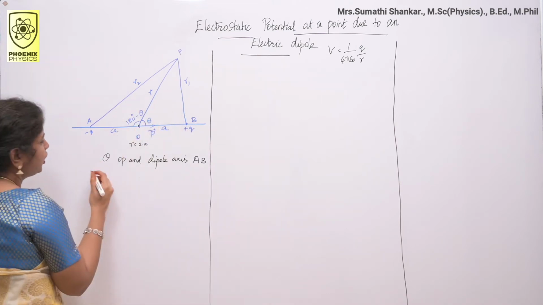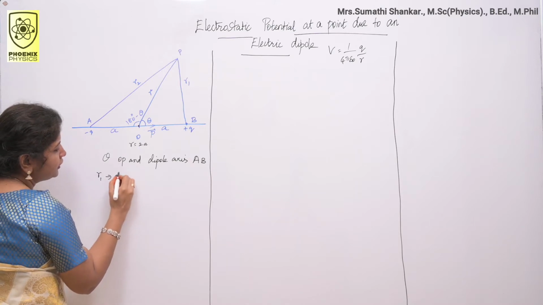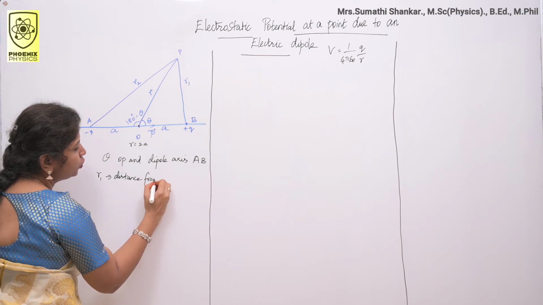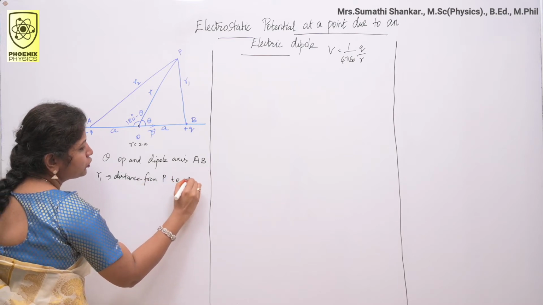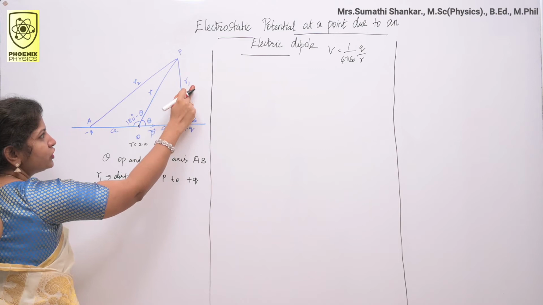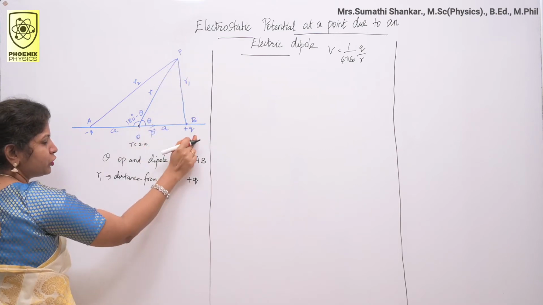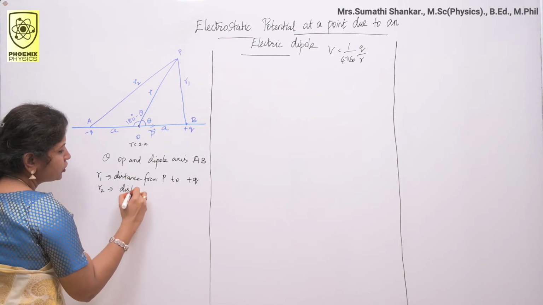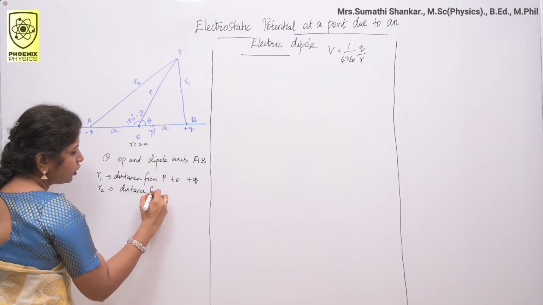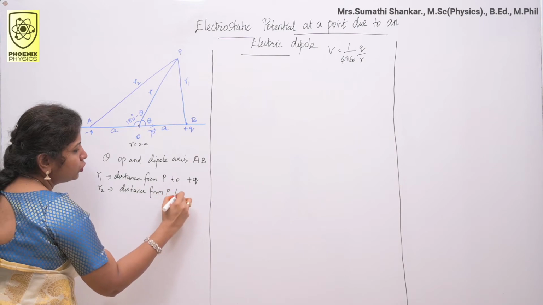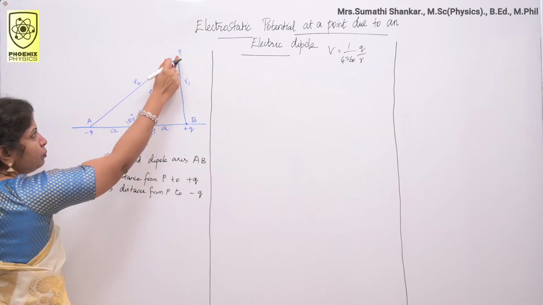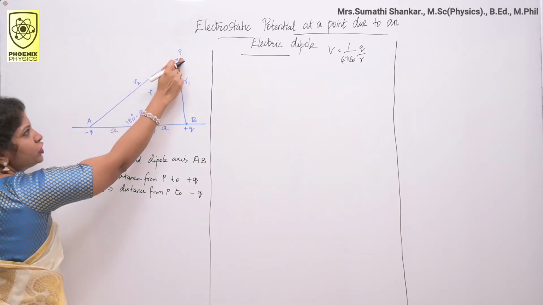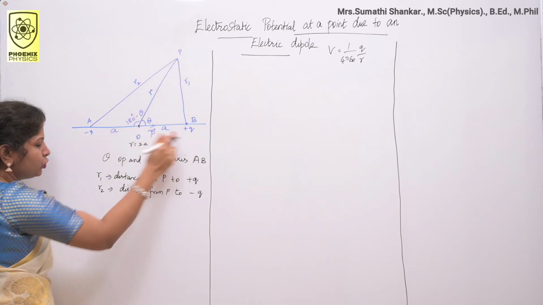What is R1? R1 is nothing but the distance from P to plus Q. What about R2? R2 is the distance from P to minus Q.